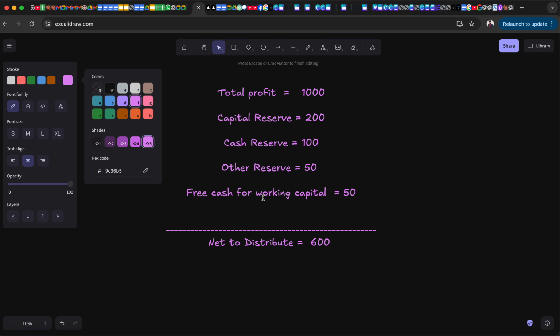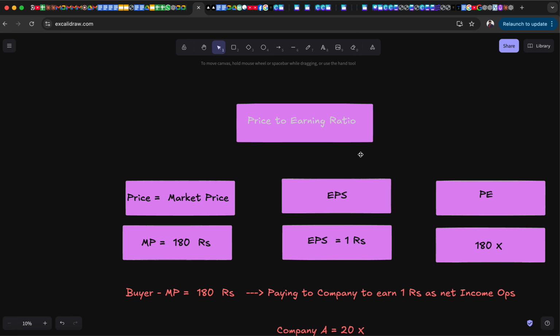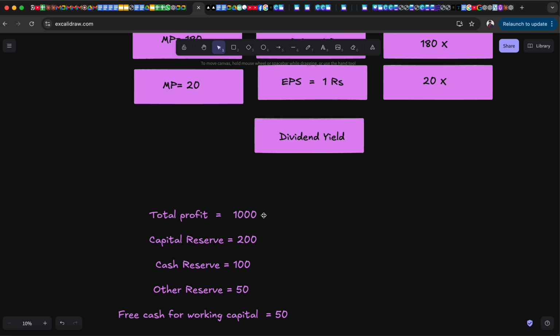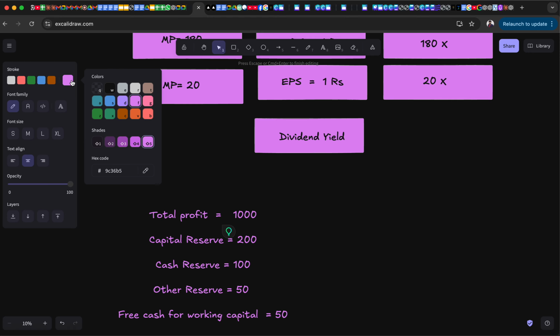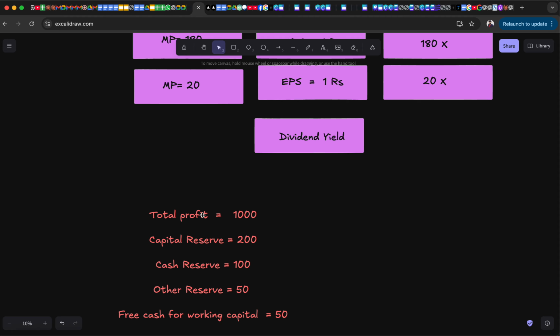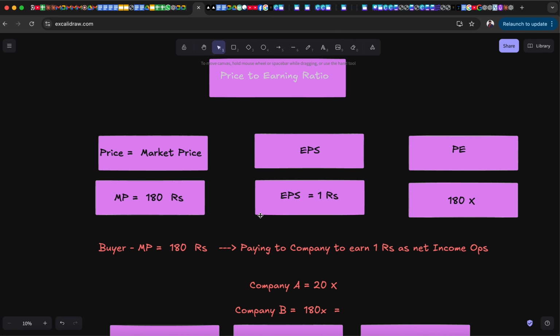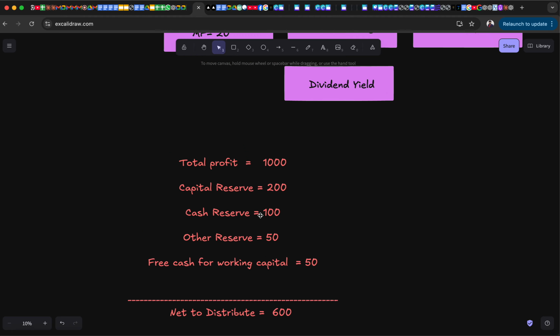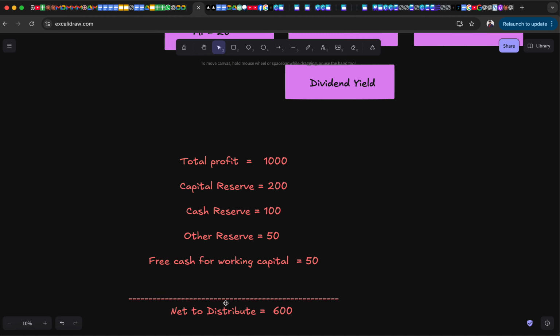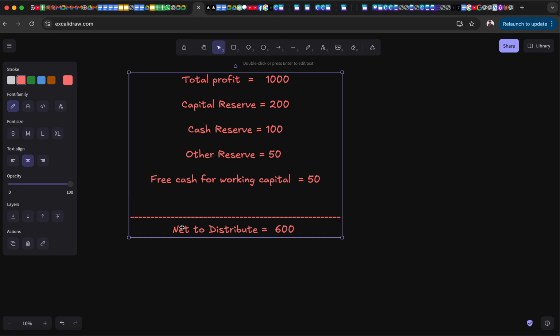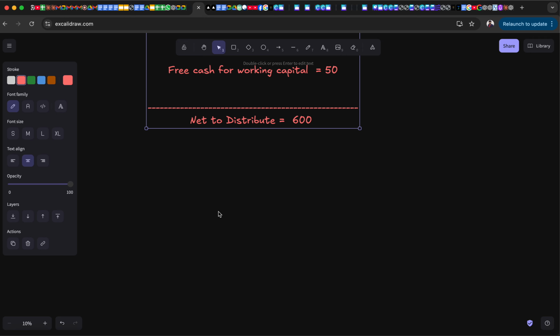We are not talking about the total profit, because the earning per share talks about total profit or total earning. Even your P/E ratio also talks about total earning. But in this case, we are talking about the net amount which is available for distribution per share. How much is the net amount? Let's say the company wants to distribute 600 to the shareholders.